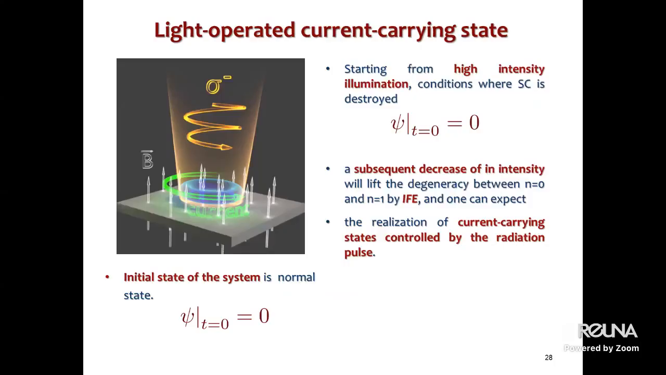So, as indicated, the two states, n equal to 0 and n equal to 1, are degenerate, separated by a free energy barrier. Starting from high intensity illumination, we start from the normal metallic state, where superconductivity is destroyed. Then we subsequently decrease the light intensity. The light lifts the degeneracy by the inverse Faraday effect, and one can expect a realization of current carrying states controlled by a radiation pulse. This is the original expectation.